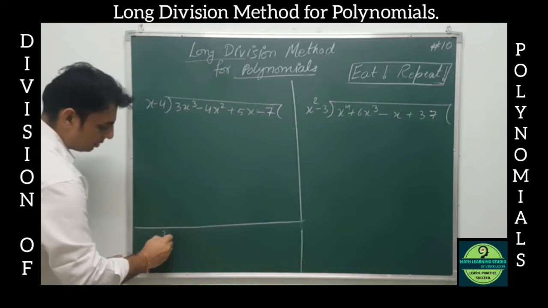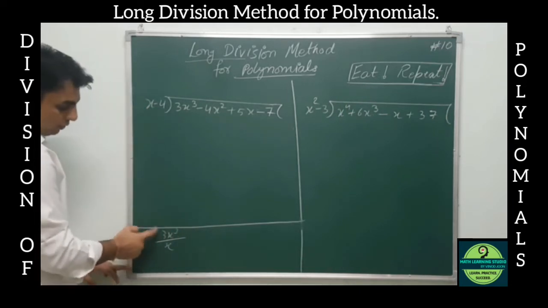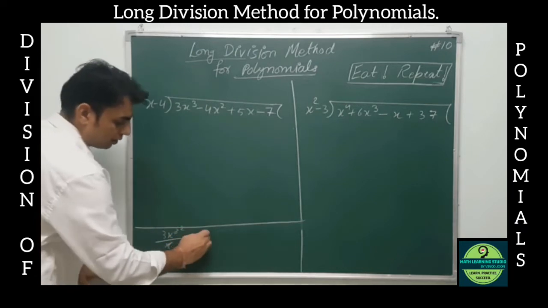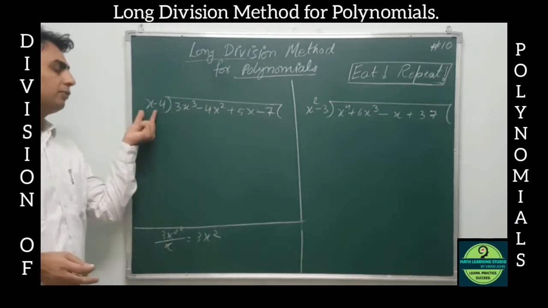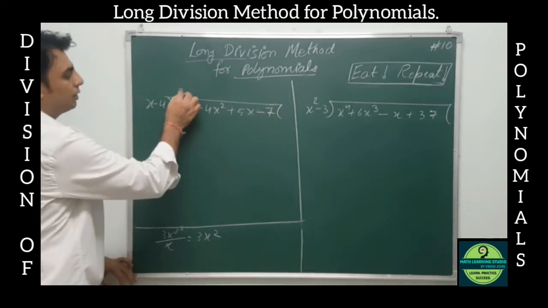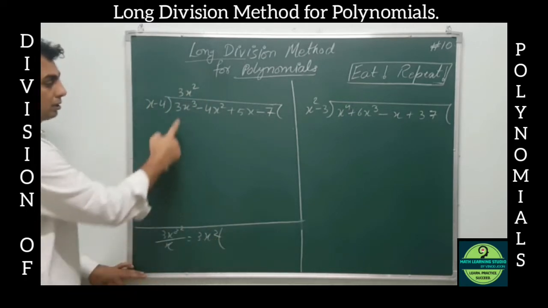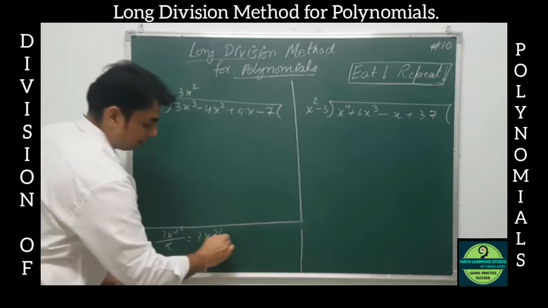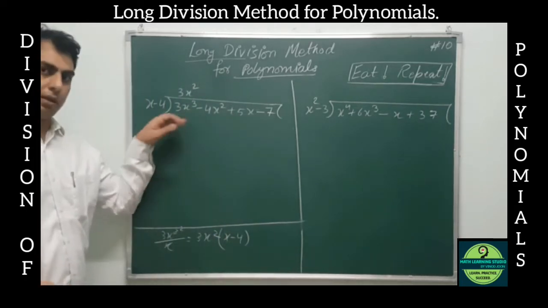So the first term is 3x cube divided by x. So we cancel out, this becomes square. So it becomes 3x square. Easy? So the first term from here, the first term from here, we divide. We get 3x square. This 3x square we will write here. And then what? We multiply with the divisor, x minus 4. Whatever comes, we write here.